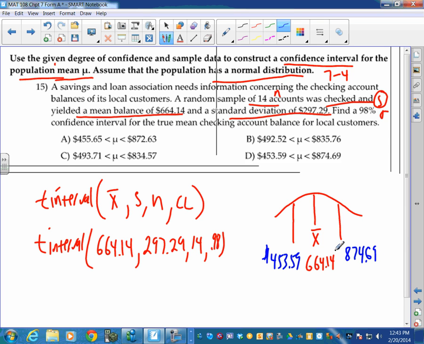Okay. How are you getting that? Yeah, you're 453.56 and 874.72. 874 point what? 874.72. Okay. Sounds good to me. And then, what's the other one? 0.56. Okay.